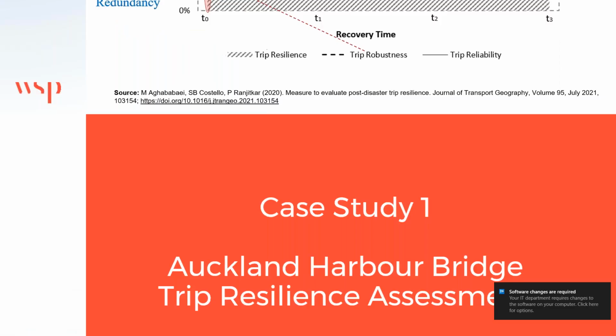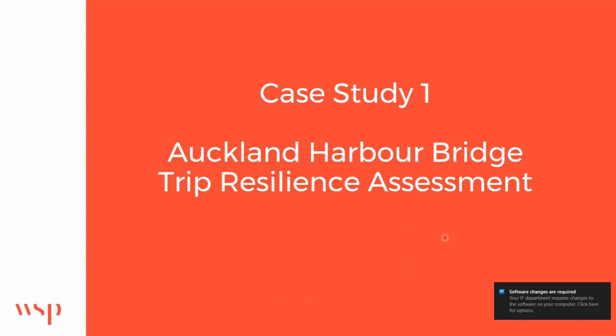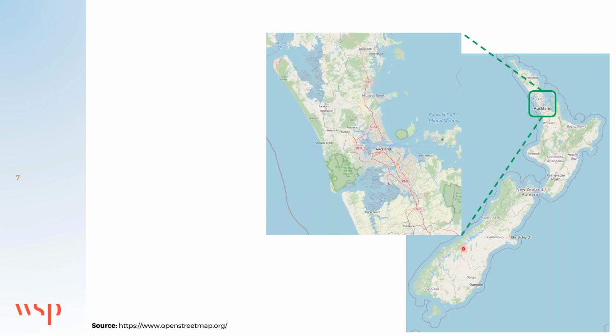But how can we apply this method to case studies? The first study is about Auckland Harbour Bridge. New Zealand has two main islands, one known as South Island and the other North Island. The first case study is in the north, here in Auckland, and the second one is in the South Island, which I will go through later.